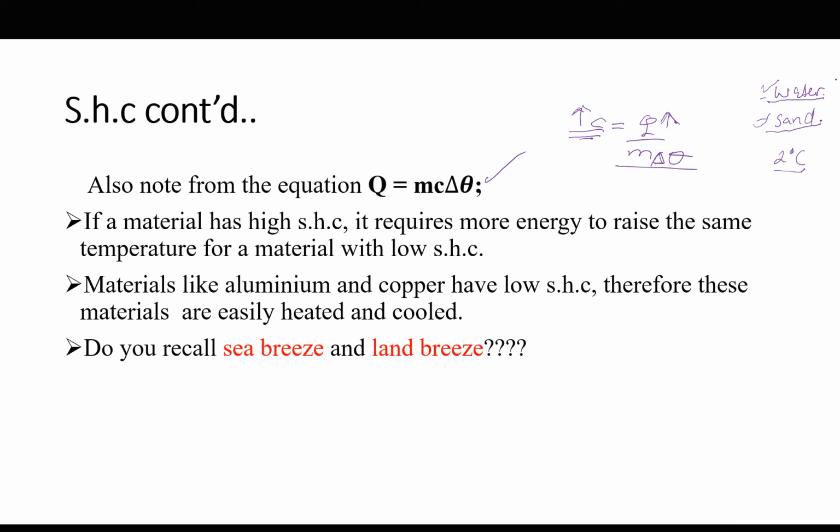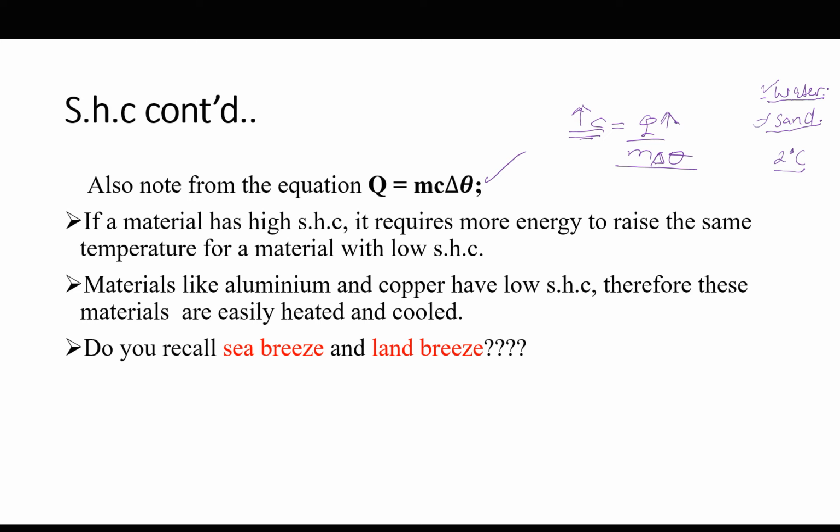So materials like aluminium and copper have low specific heat capacity. Therefore, these materials are easily heated and easily cooled. That's why you see most saucepans at home are made out of copper, I think, and aluminium. So these ones have low specific heat capacities.